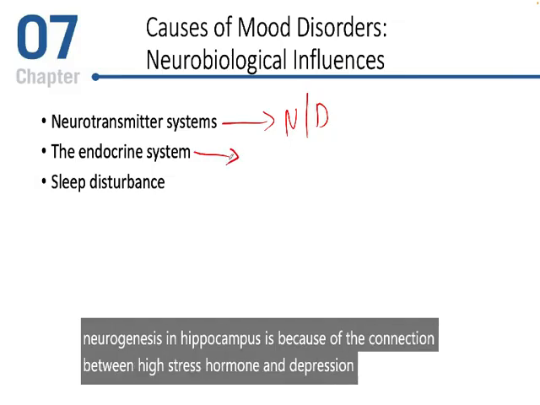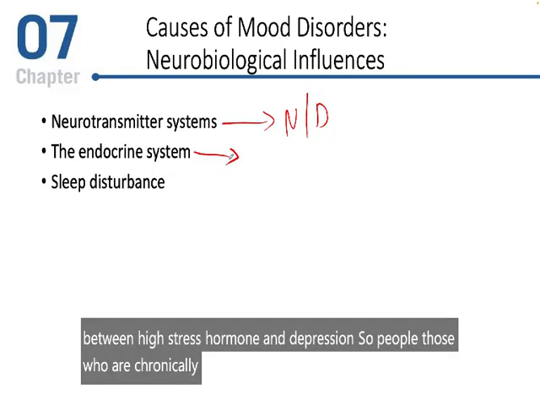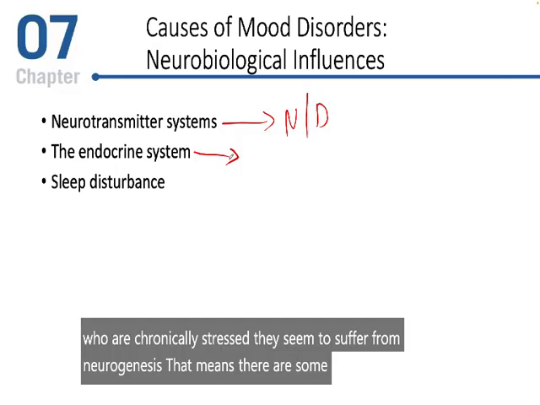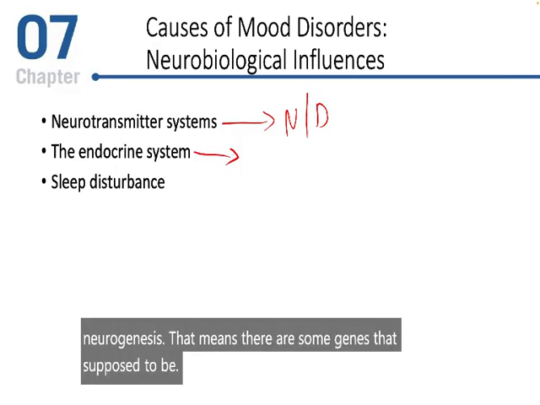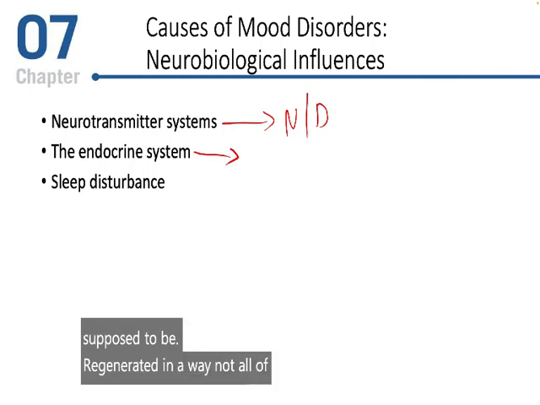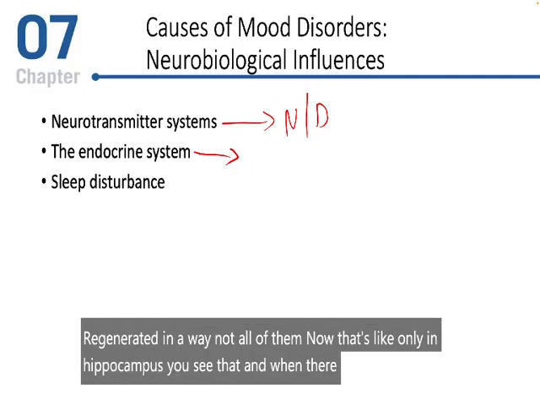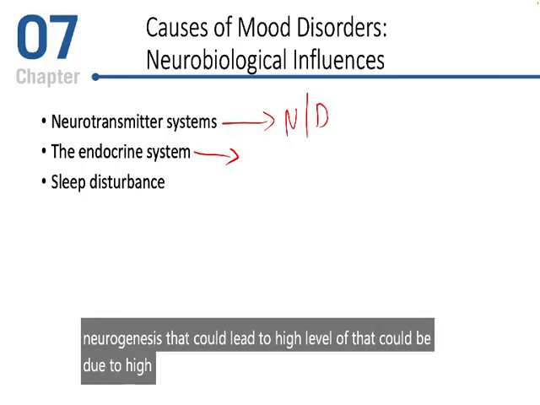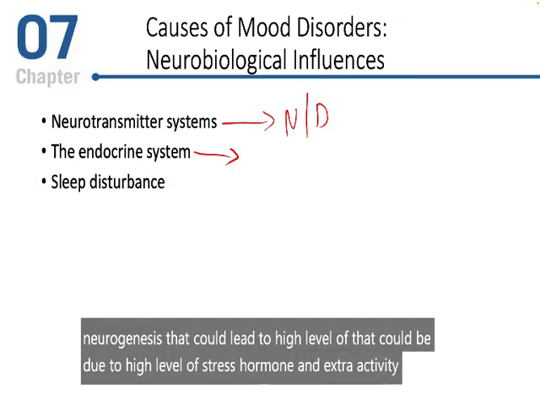So those who are chronically stressed seem to suffer from suppressed neurogenesis. That means there are some genes that are supposed to be regenerated in a way, not all of them. That's only in the hippocampus that you see that, and when there is a suppression of neurogenesis, that could be due to a high level of stress hormone and extra activity in the endocrine system.